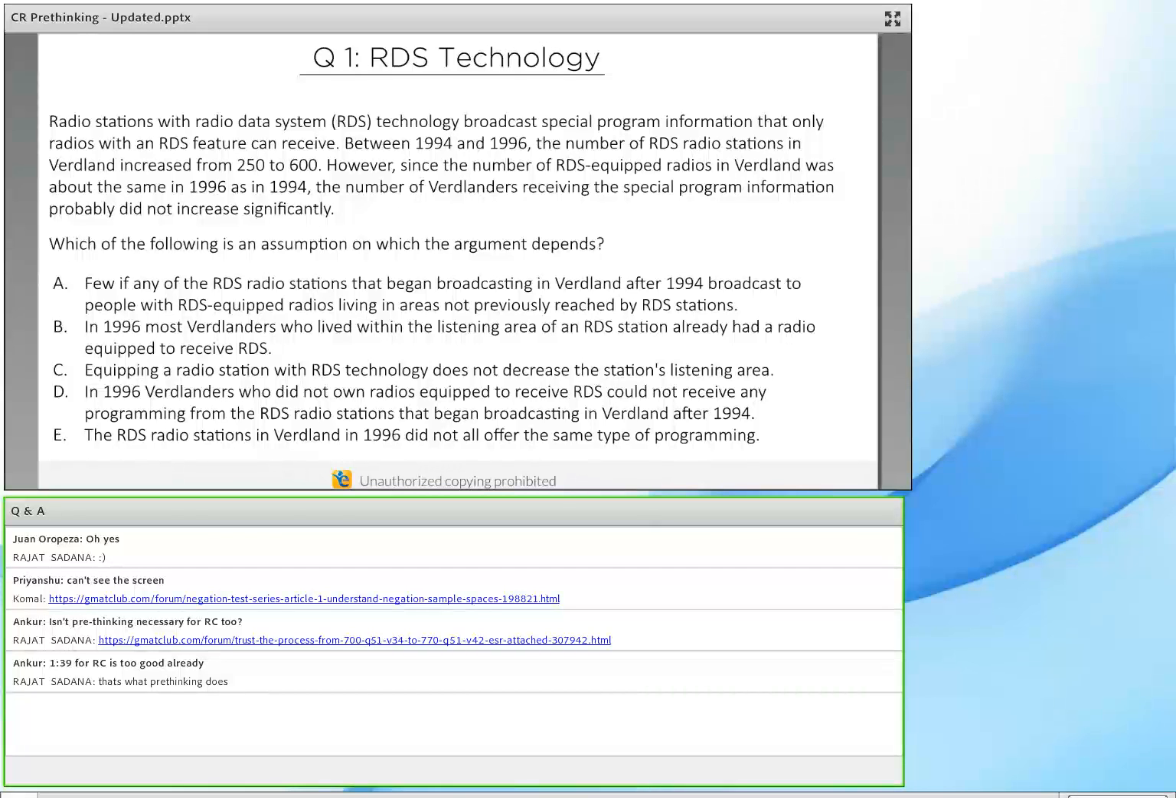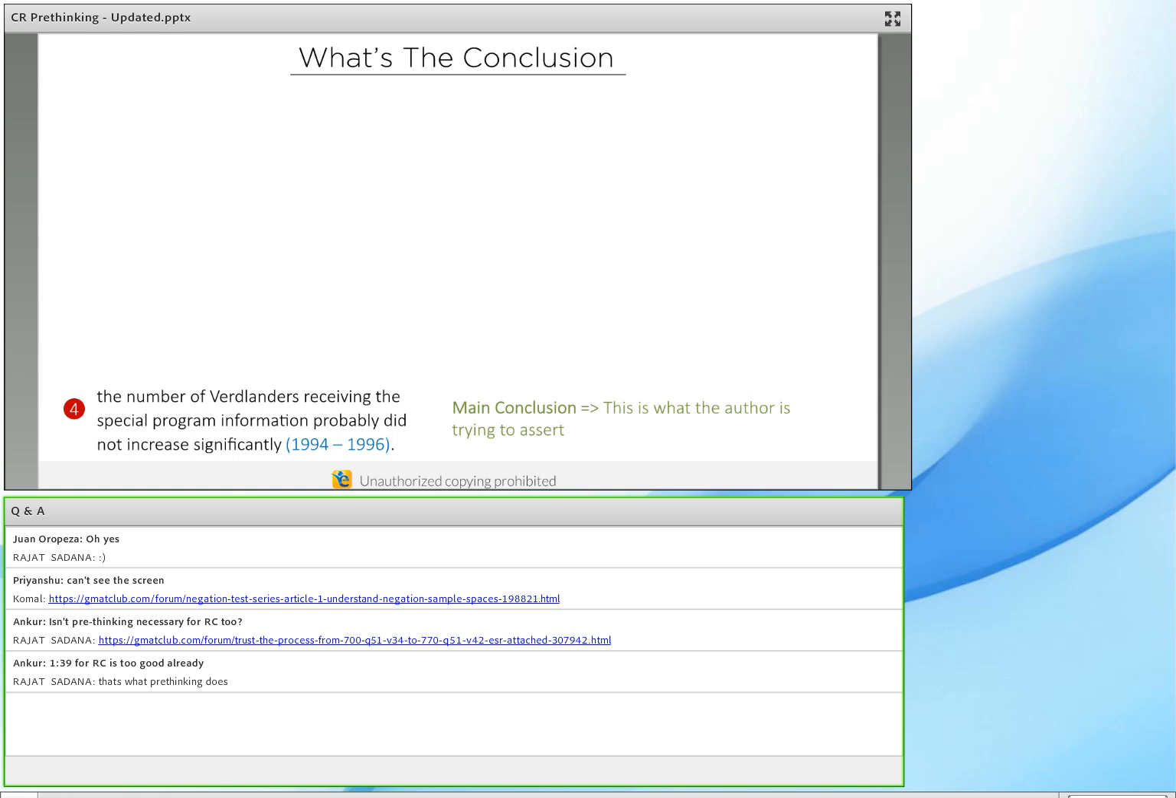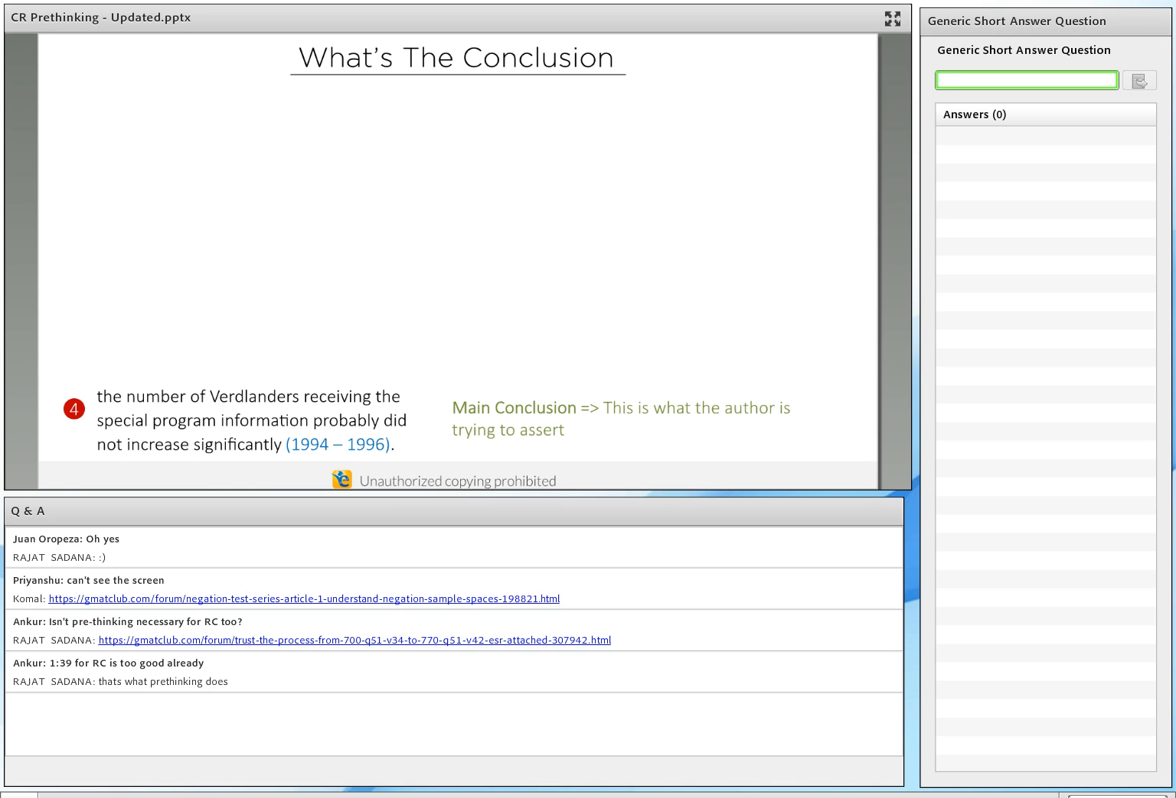This is a question where the logic is of medium complexity, but the terminology is really complex. There are lots of terms over here. So let's move forward. I'm going to show all the statements. The conclusion says the number of Erlanders receiving special program information in the year did not increase significantly between the year 1996 and 1998. 1994 and 1996, my bad.